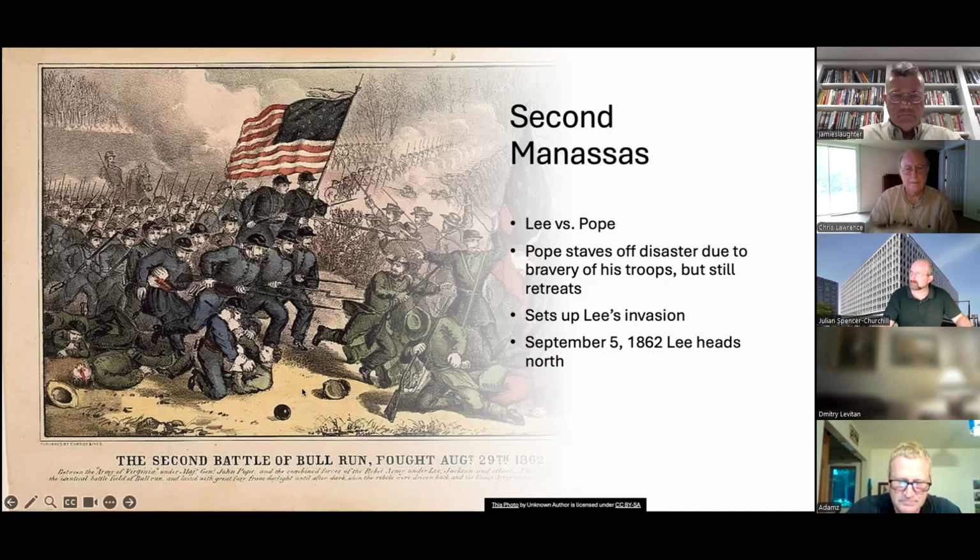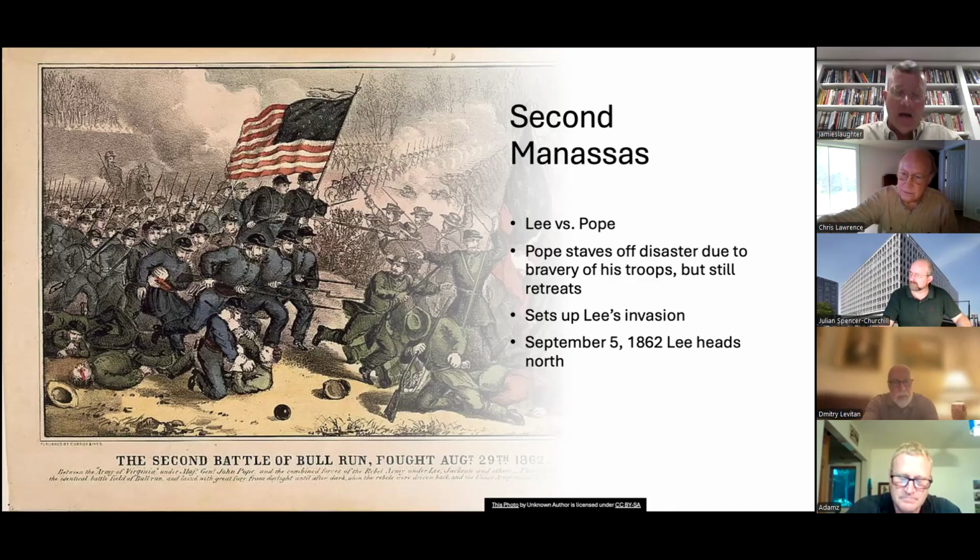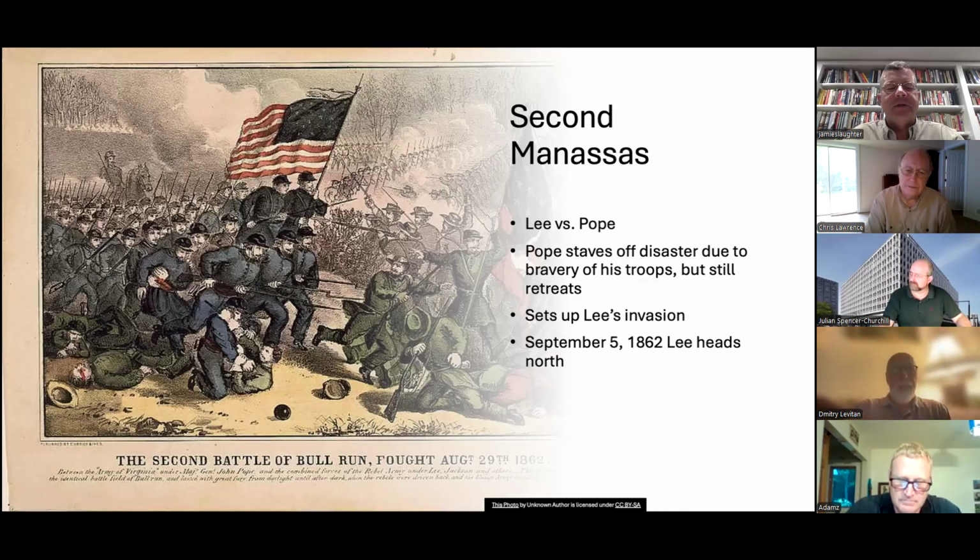And what we have is the perfect situation for Lee to start striking some blows in the North against the federal armies that will take the pressure off Richmond, take the pressure off the Confederacy, and possibly put himself in a position again to threaten the capital.